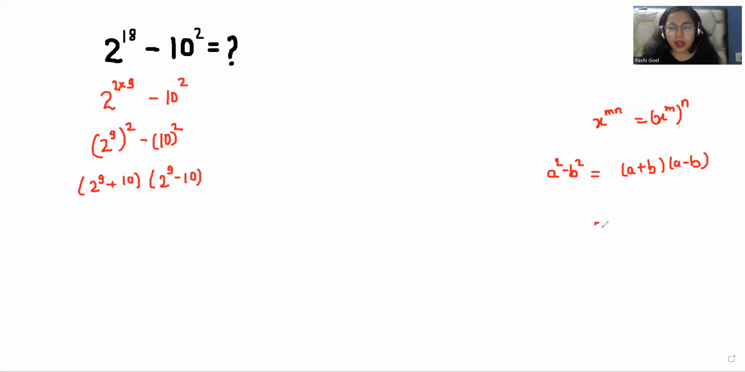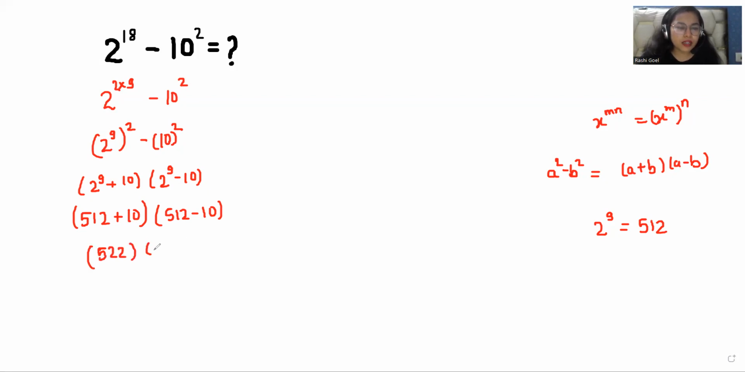So 2 power 9, we know the solution is 512. So in place of 2 power 9, I will write 512 plus 10. Similarly in the next bracket, 512 minus 10. So 512 plus 10 is 522, and 512 minus 10 is 502.